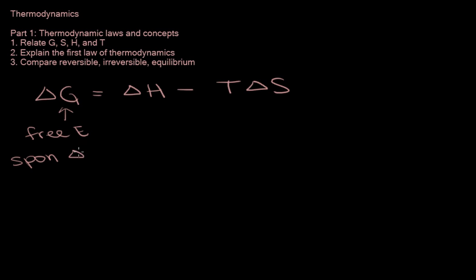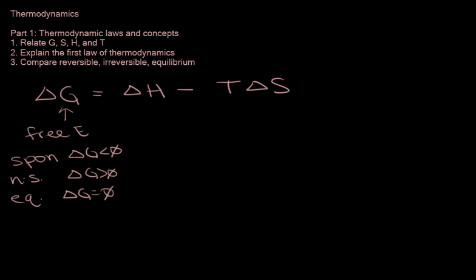delta G is less than 0. For non-spontaneous, delta G is greater than 0. It's a positive number. And at equilibrium, delta G equals 0. So keep that in mind. Positive number, non-spontaneous. Negative number is spontaneous. Equilibrium, and equals 0.